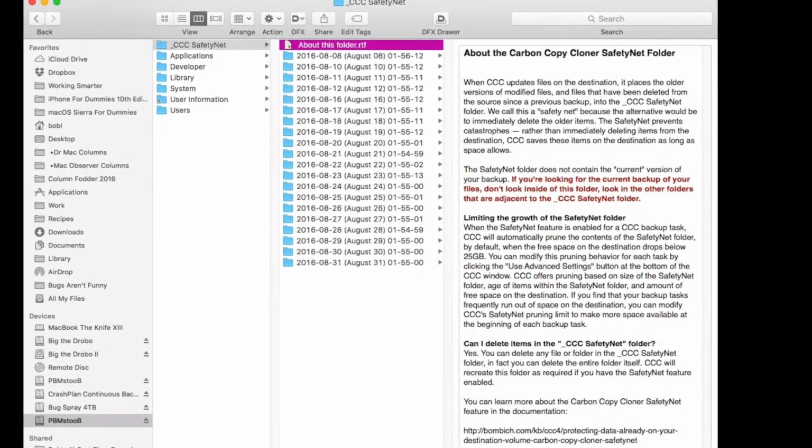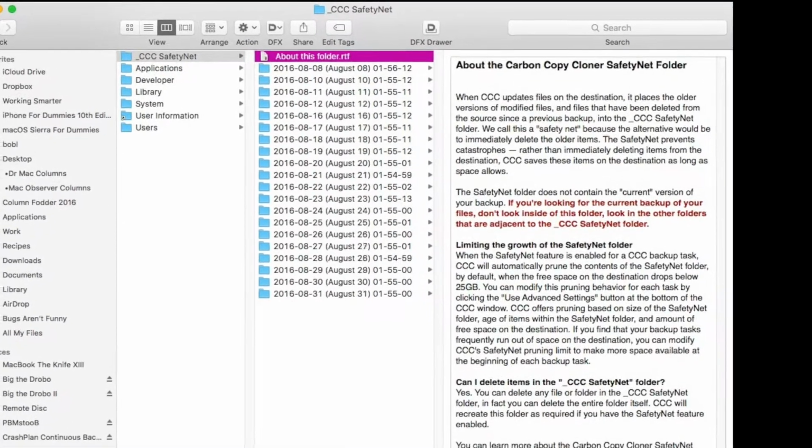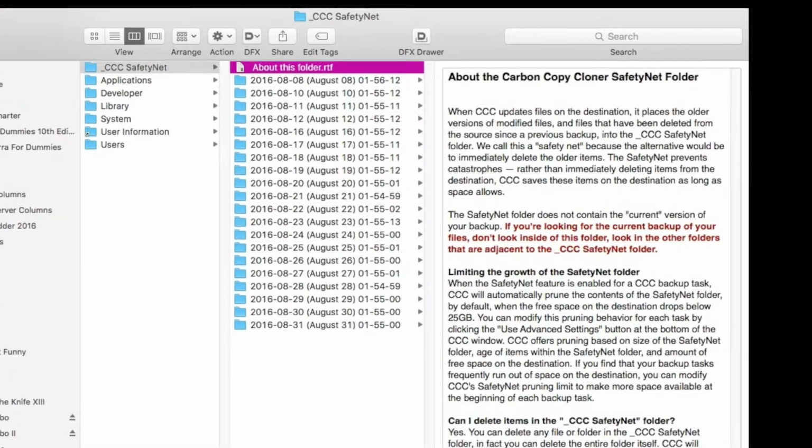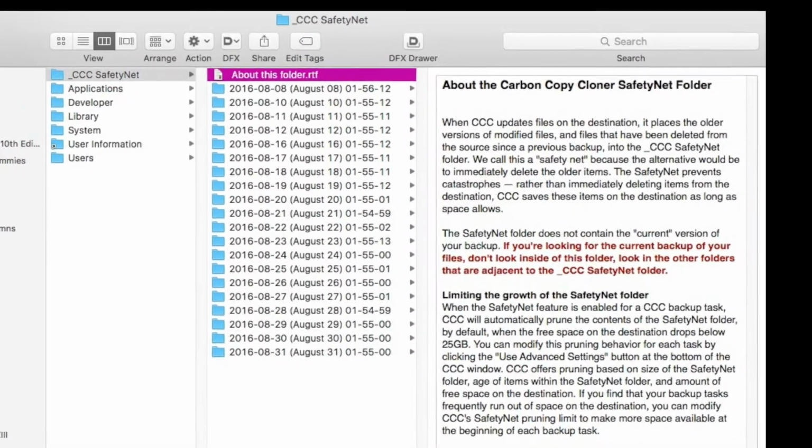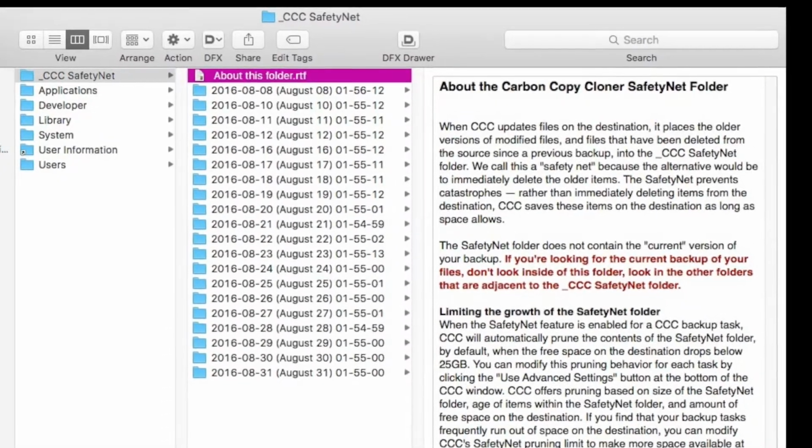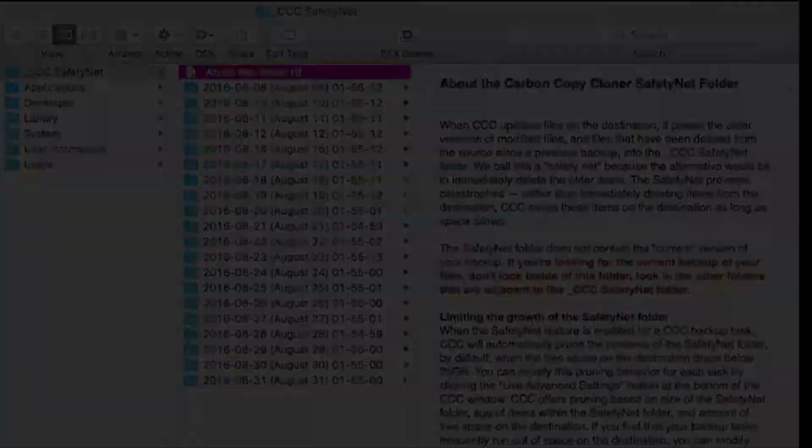The downside is it can sometimes be difficult to find the file you're looking for because Carbon Copy Cloner creates a new Safety Net folder every time it runs. Now, this still gives me another redundancy, and you know how I feel about redundancy, so I'm okay with that, even if it is hard.